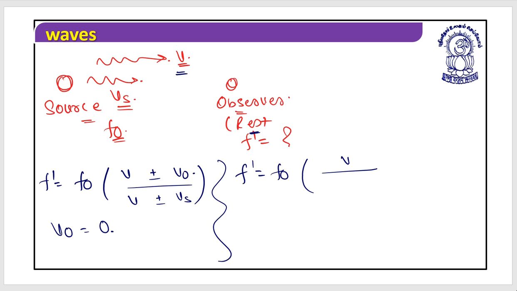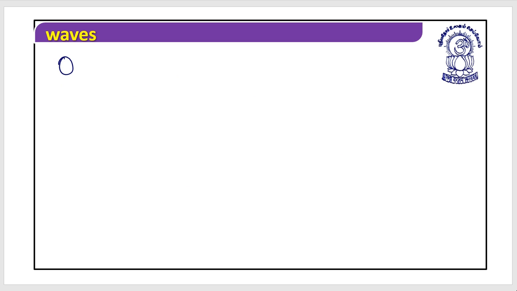that this is the relative motion. So v is there, vs is there. The direction of motion of v and vs are both the same, so I will write it with the subtractive term. This is the final answer: f' = f0 × v/(v − vs). I hope this is clear. Great. Let's look at the next.